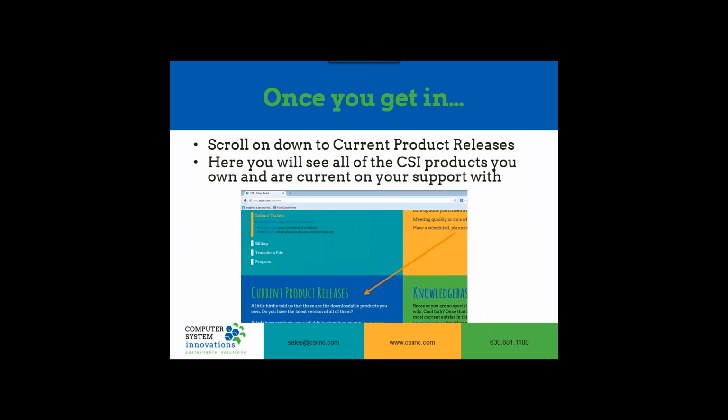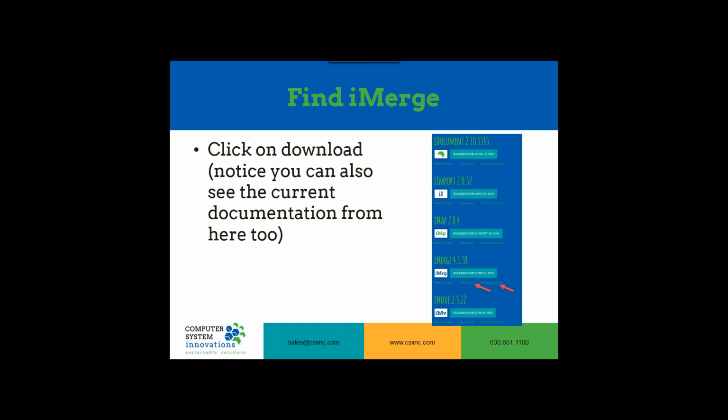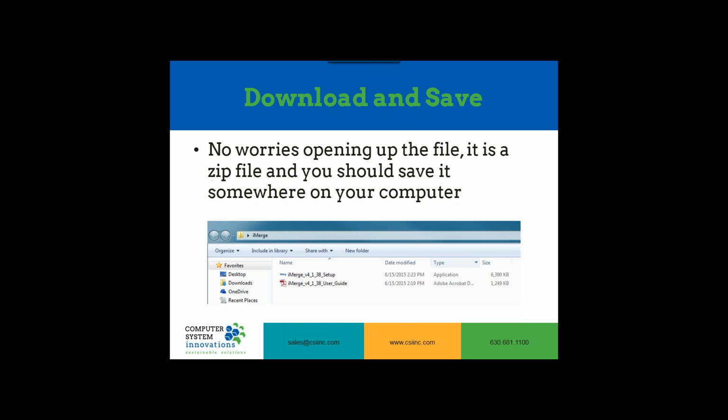You're going to see all of the CSI products you own, so you should see them in our current under support. If you're not sure you want the latest release, go ahead and click on the documentation, because we put all of the documentation out there. It's automatically installed when you install iMerge, but if you just want to see the release notes or something like that, feel free to just click on the documentation, see what's new, see if it's worth your time to install it. So that's important. Once you download it, it's going to open as a zip file.